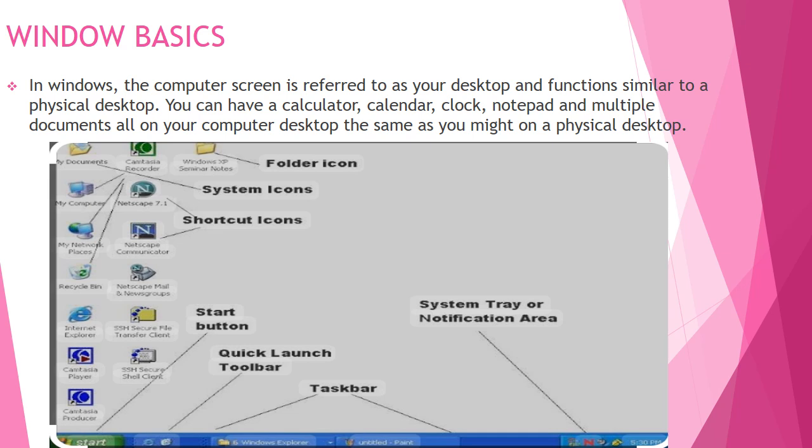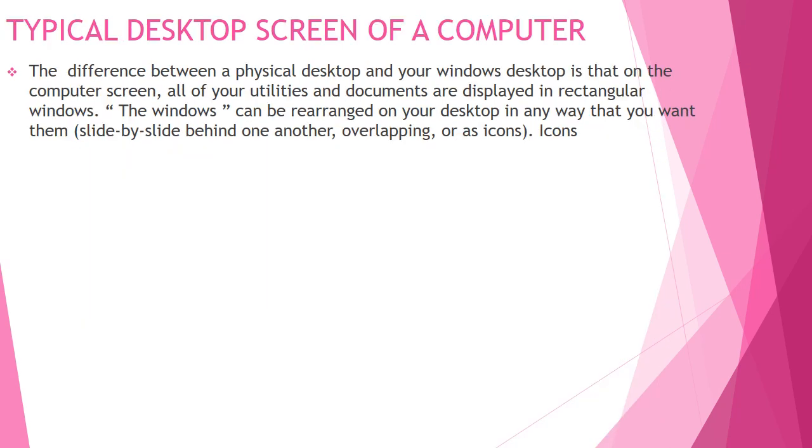Then we have the Start button, which allows individuals to start our computer system so that we can make significant use of it. Then we have the system tray or notification area. It's a section on the Windows taskbar where small icons representing various system and application notifications are displayed. So that is a typical desktop screen of a computer.